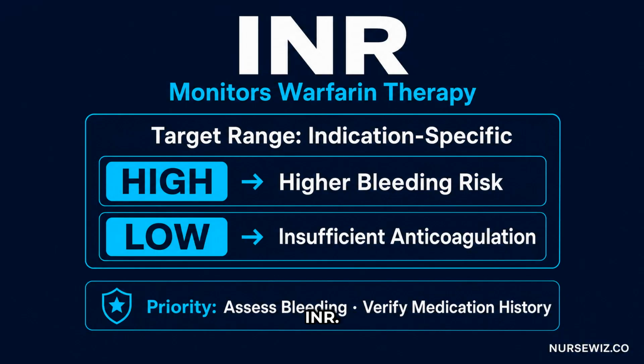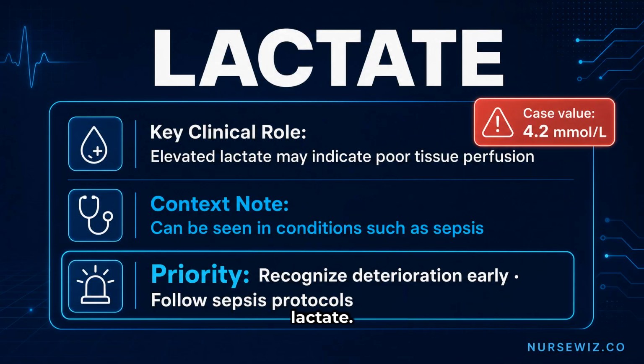9. INR. INR monitors warfarin therapy. A high INR means higher bleeding risk. A low INR means insufficient anticoagulation. Your priority is to assess for bleeding head to toe and verify the medication history, including new prescriptions and anything that changed recently. 10. Lactate. An elevated lactate may indicate poor tissue perfusion, and you'll see it in sepsis. Your priority is to recognize deterioration early and follow your facility's sepsis protocols.